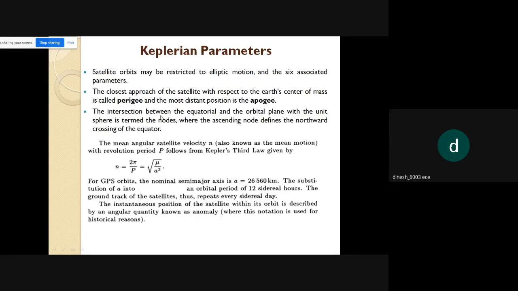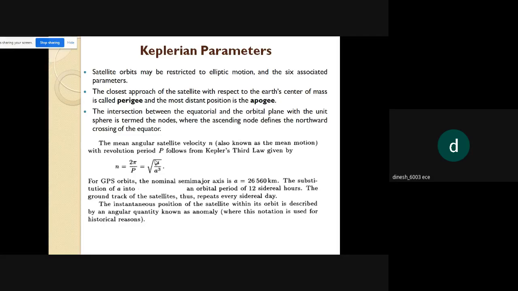Then the intersection between the equatorial and orbital plane with the unit sphere is termed as nodes, where the ascending node defines the northward crossing of the equator. Wherever we move towards north, the crossing of the equator occurs. That point we call the node. And we have a relation for that. How to find that? It is given by Kepler's third law. Kepler's third law gives n equal to 2 pi by P, where P is the period, which can be elaborated as the square root of mu divided by a cube.